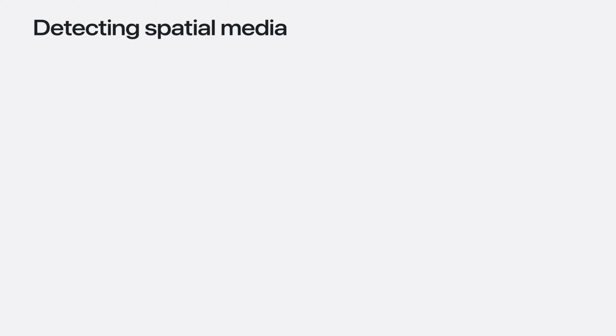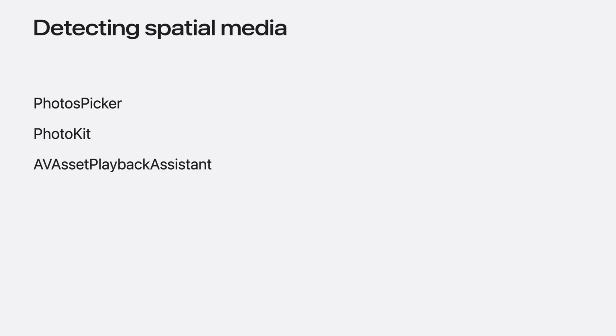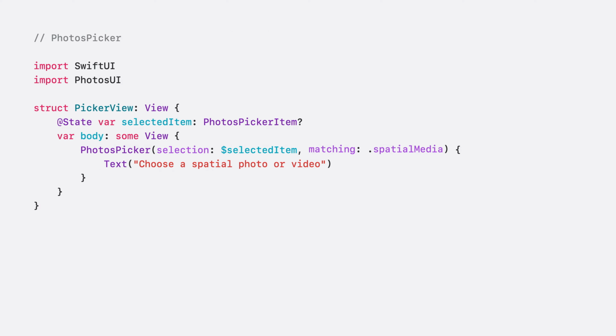The first step is to detect that an asset is spatial and load it. And there's a few different ways to do that: Photos Picker, PhotoKit, and AV Asset Playback Assistant. The Photos Picker API presents a view that helps users choose assets from their photo library. It now supports filtering on spatial assets. Specify .spatialMedia in the matching parameter, and it'll filter the user's library to only show them their spatial photos and videos.